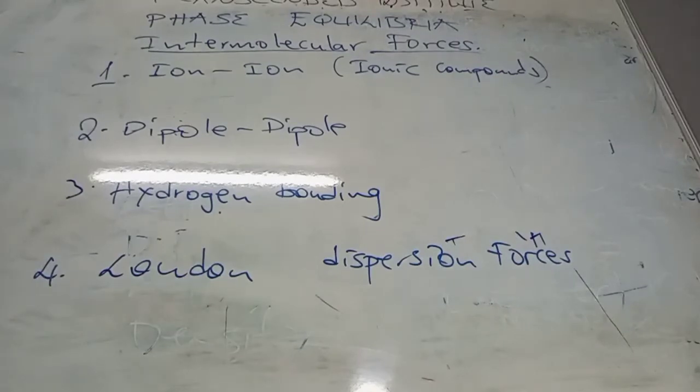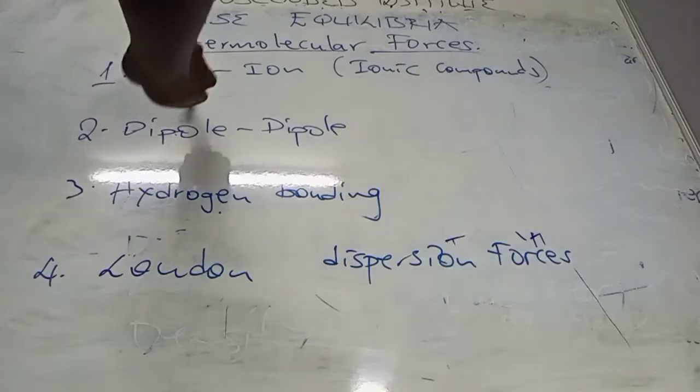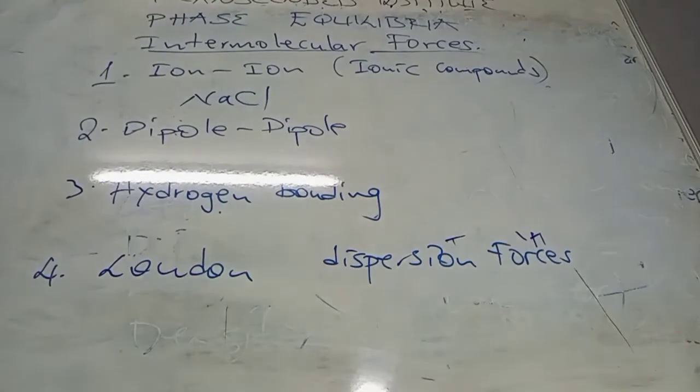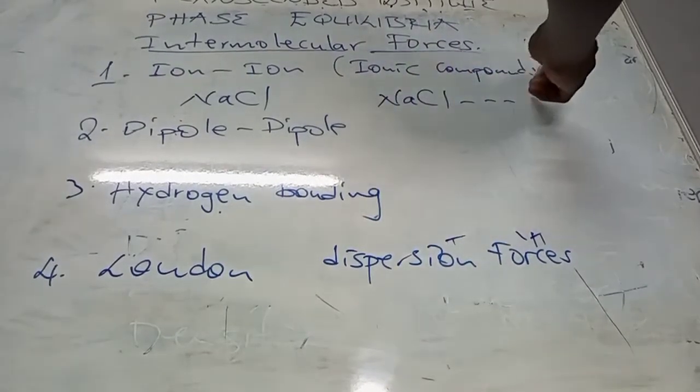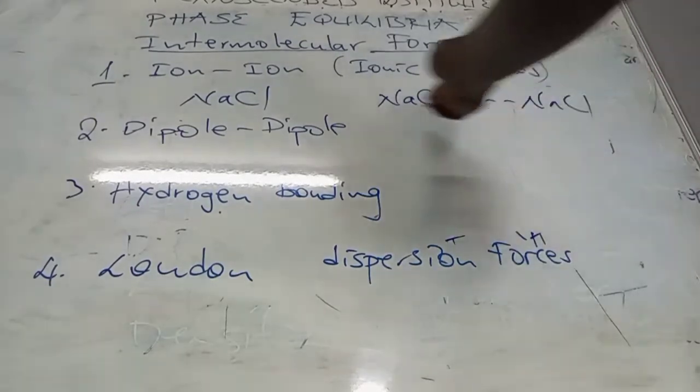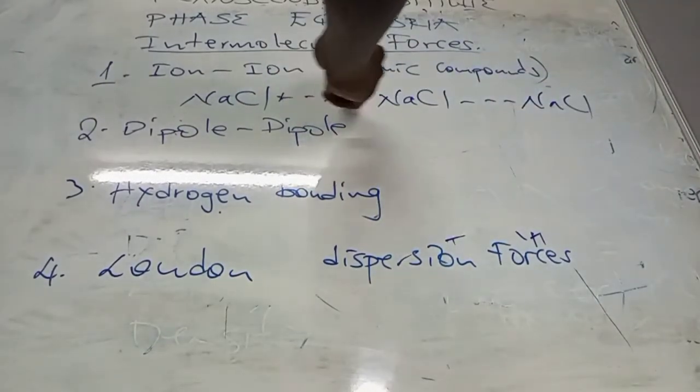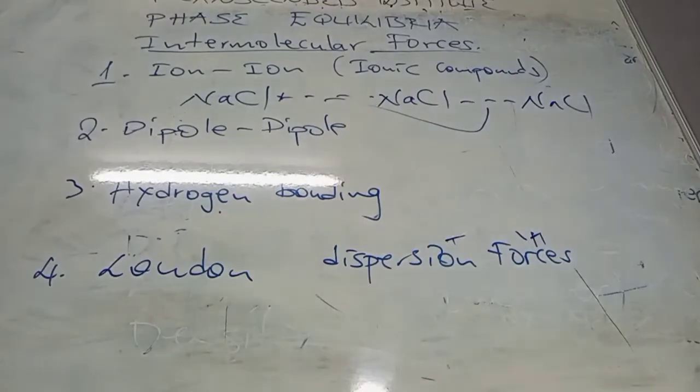Okay, so the first one we're going to talk about is the ion to ion interaction. As indicated in the brackets, this one exists in ionic compounds like sodium chloride. We know ionic compounds are made up of metals with nonmetals. In such compounds, that's where we find the ion to ion interaction. So this is sodium chloride interacting with another sodium chloride molecule like that. These are the ones we are calling the ion to ion interaction.